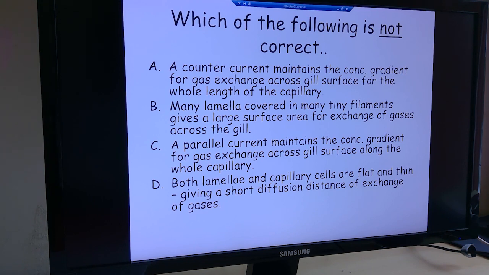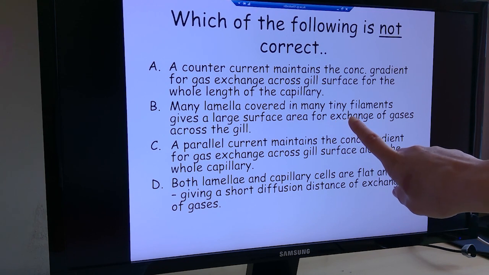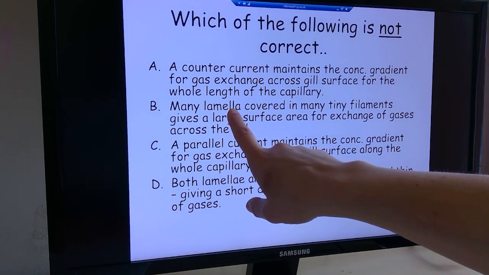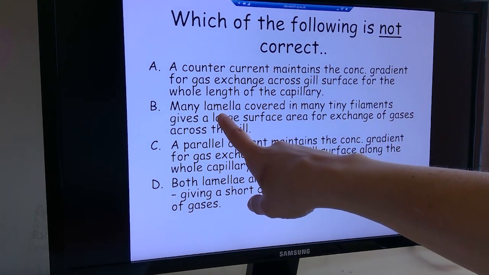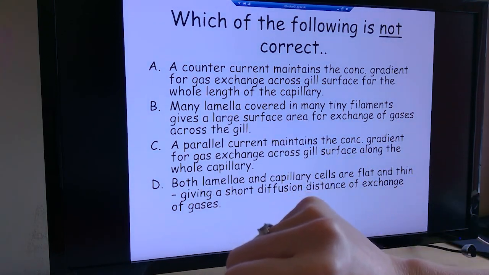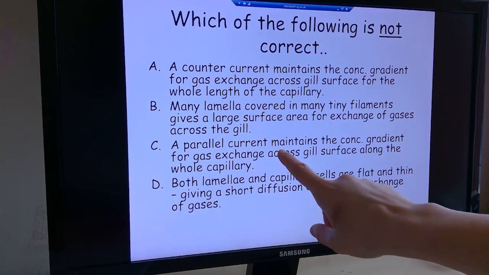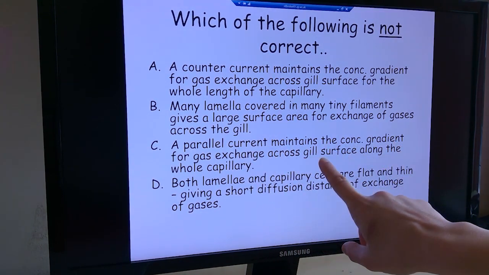Both lamellae and capillary cells are flat and thin and give a short diffusion distance for exchange of gases. Okay, so which one is not correct? Well, this one is not correct because many lamellae are not covered by many tiny filaments. The filaments are covered by lamellae, so they're the wrong way around. Okay, a parallel current does not maintain a concentration gradient, so this one is not correct.